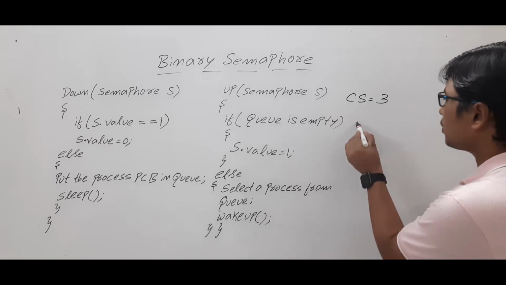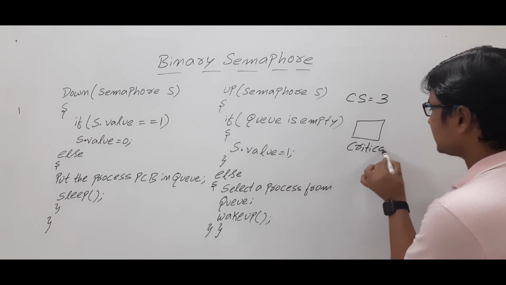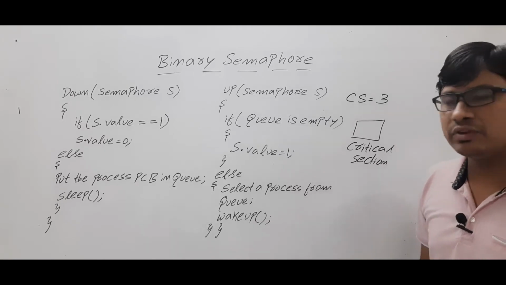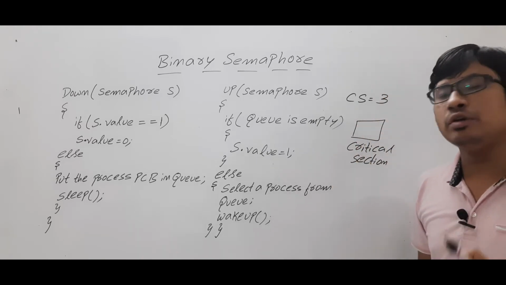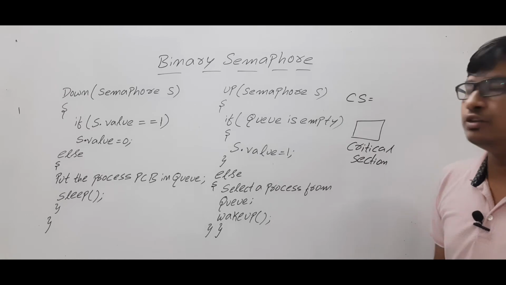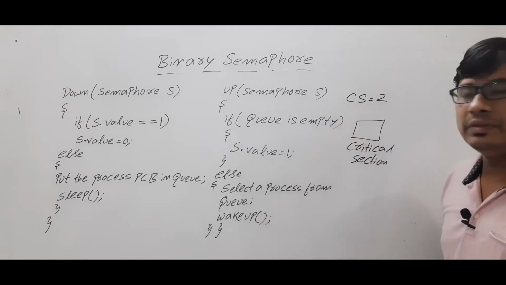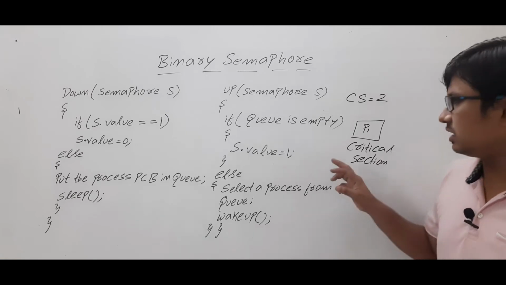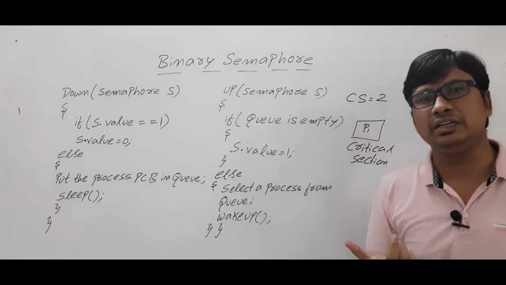Now let's take that process P1 wants to enter into the critical section. Before it enters, it will perform the down operation. The down operation will reduce the counting semaphore value by 1, and this value is greater than 0, so it will enter into the critical section. Now one process is in the critical section. The counting semaphore value is equal to 2, meaning 2 more processes can enter into the critical section.